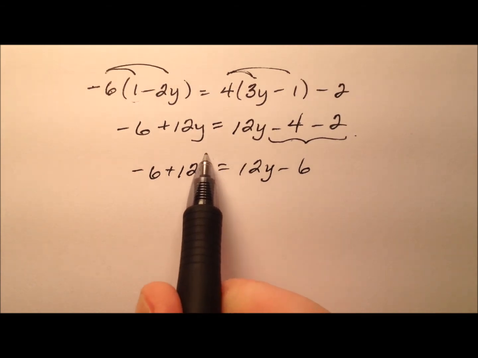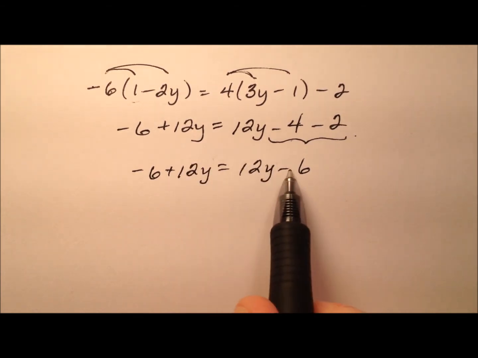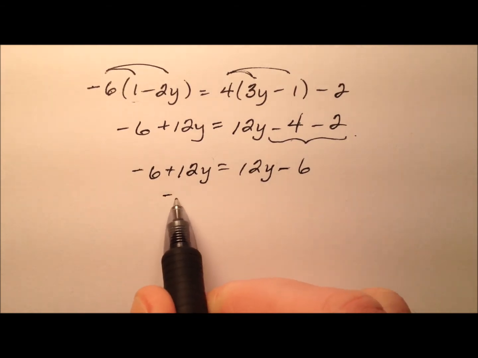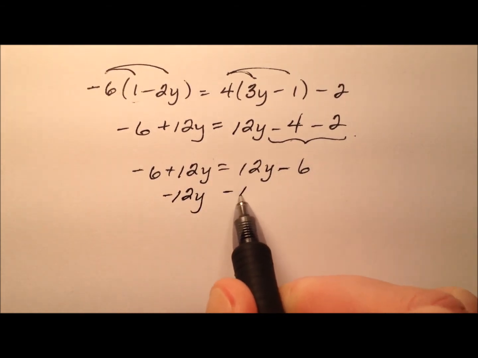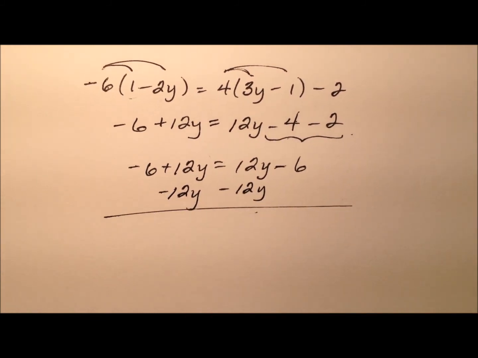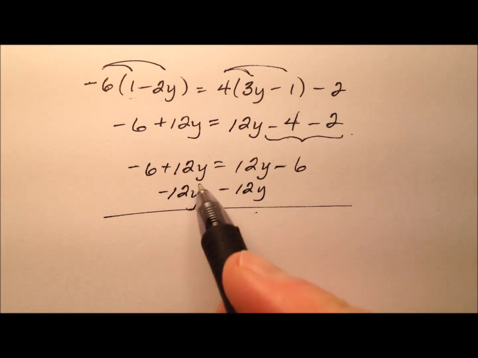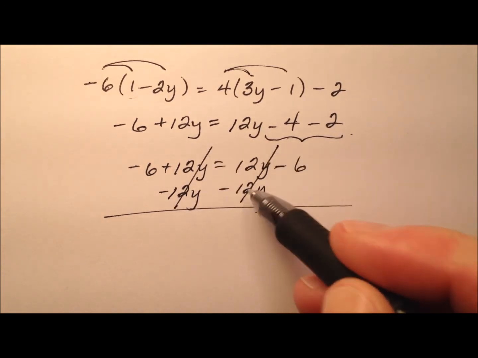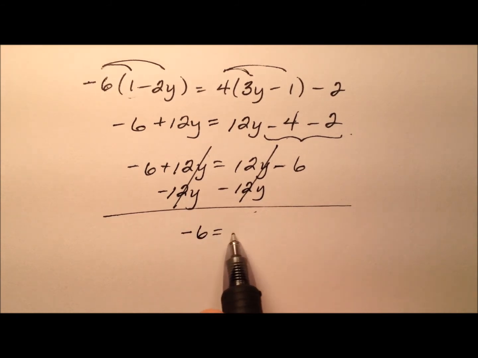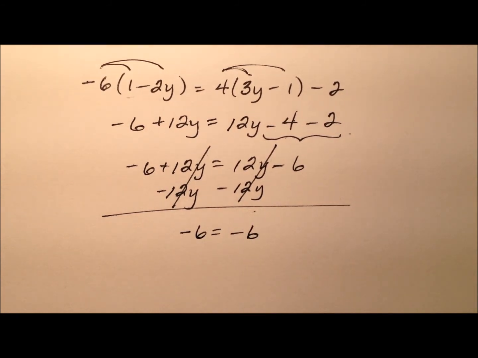Well, both sides of this equation have a 12y, and quite frankly, both sides of the equation also have a -6. Let's start by subtracting 12y from both sides of the equation using our subtraction property of equality. So what we notice is that the y's cancel here, but the y's also cancel here. So what I'm left with is -6 equals -6.